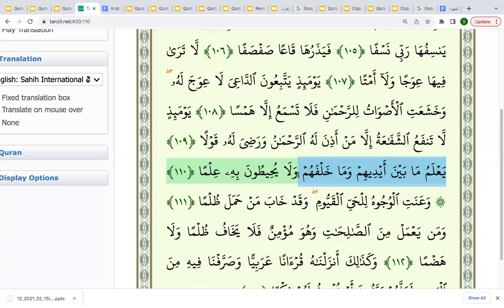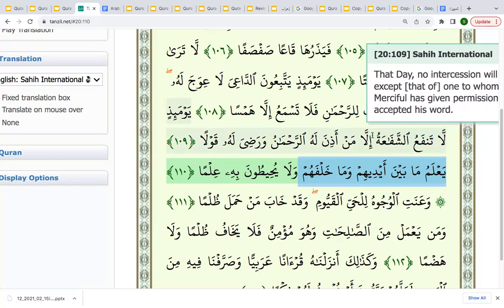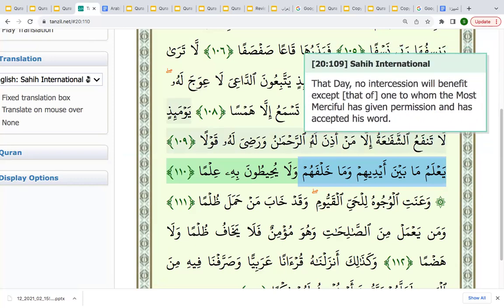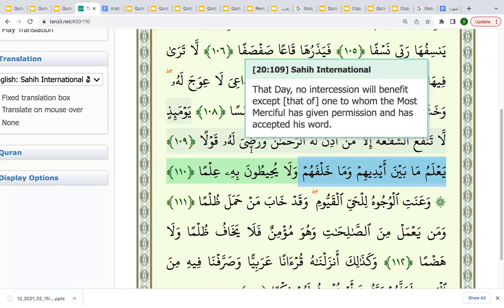Can I call it jumlatu ta'liliya? Can it be considered as ta'liliya as well? Because the shafa'a is not going to benefit anyone except whom Rahman has given permission to, and he is pleased with his word and he has accepted his word, because he knows what is before them and what is after them. Can I add, for my understanding, that this jumla can be jumlatu ta'liliya?